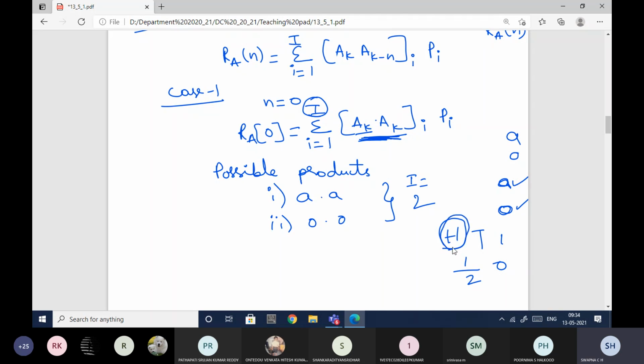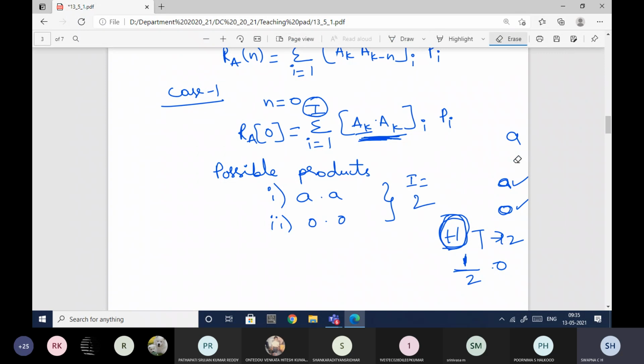It can be either a head or a tail. The total number of events is 2. I'll get 2 events, and in that I want only head. So head can occur only one time. So actual occurrence divided by total number of events: 1 by 2.